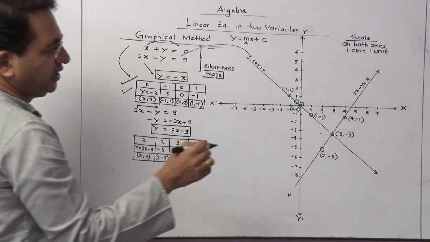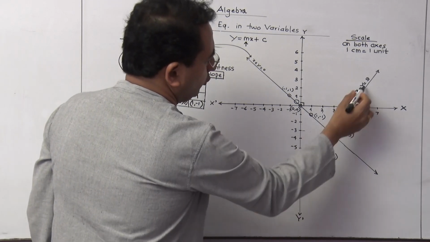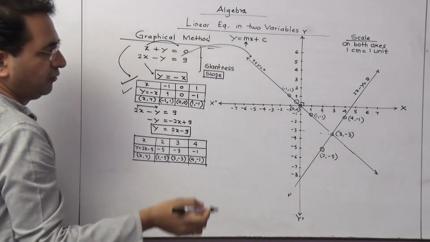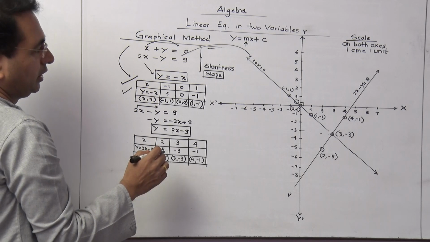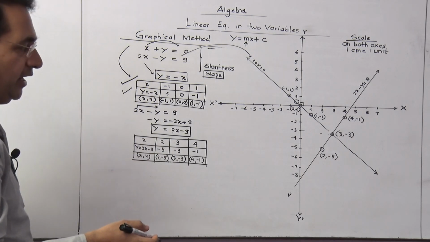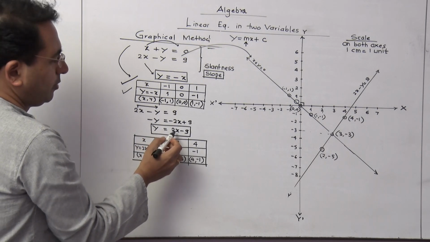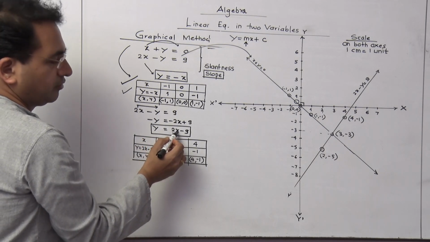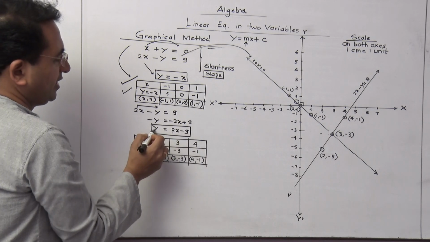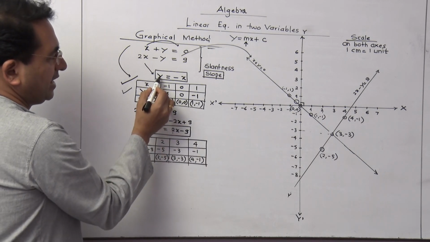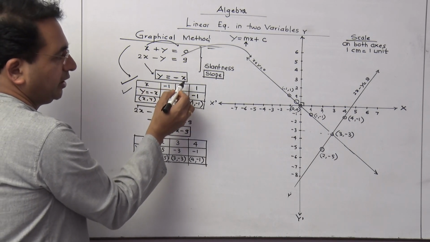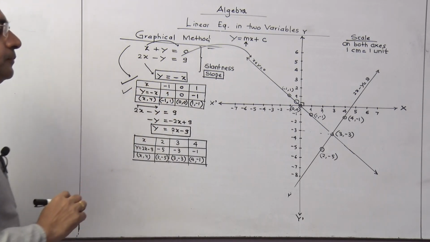Now 3, -3 is the point of intersection. On your graph also you are going to get it like this. Now when you write 3, -3, you substitute that value here. 3 2s are 6, minus 9 is minus 3. And if I put y as minus 3 and minus of 3, I think this will work.